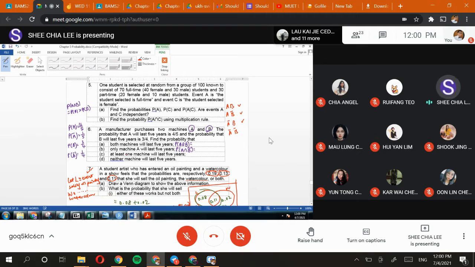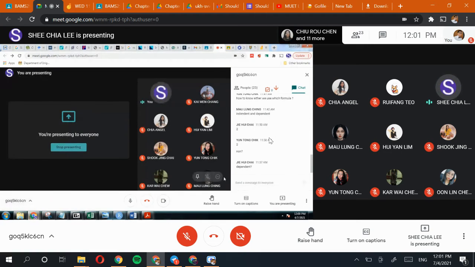Actually, for this part C, we have I think around 4 methods to get the answer. You try it out first, see what method you use. We discuss later. And for D, neither machine will last 5 years. None of the machines. So A cannot and B also cannot. Okay? Alright. So work out this one. Any question or not? You try to work it out and see whether okay or not.